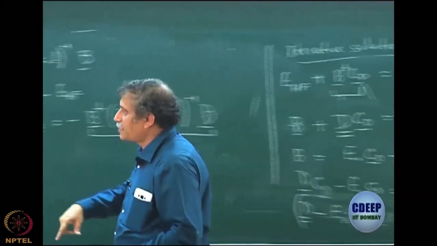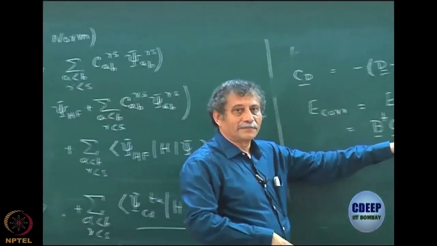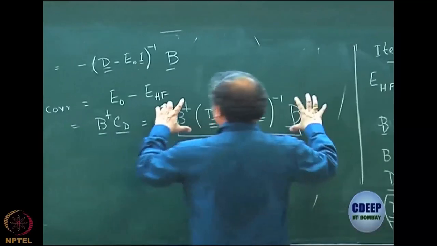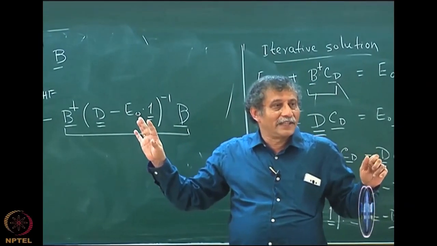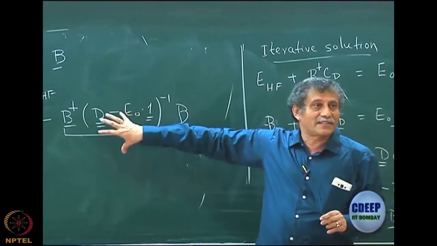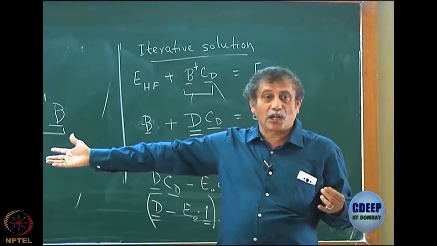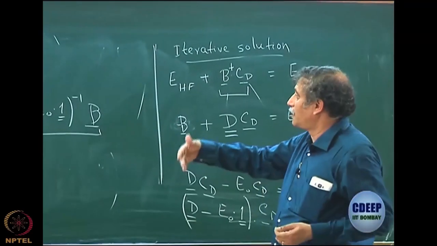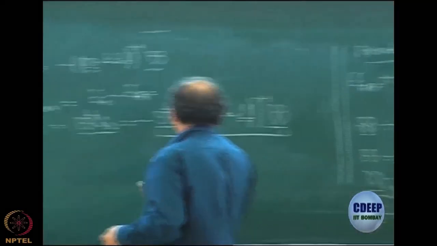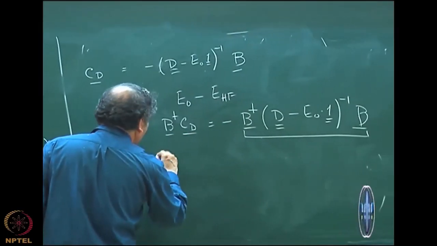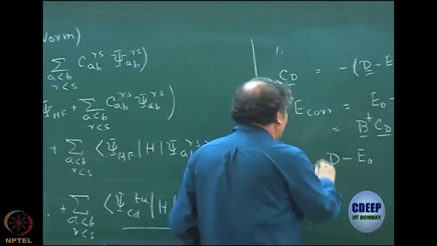If you look at the MP2 energy, what was the MP2 energy? Psi Hartree-Fock, ABRS, ABRS into psi Hartree-Fock, right? So, that was really B dagger B divided by some orbital energy. If that orbital energy happens to be some approximation of this, then I can get MP2 from here. Obviously, it is not. So, only some approximation of this will actually give me the orbital energy. So, one of the approximations is basically to write D minus E naught. Remember, D is this whole Hamiltonian inverse.